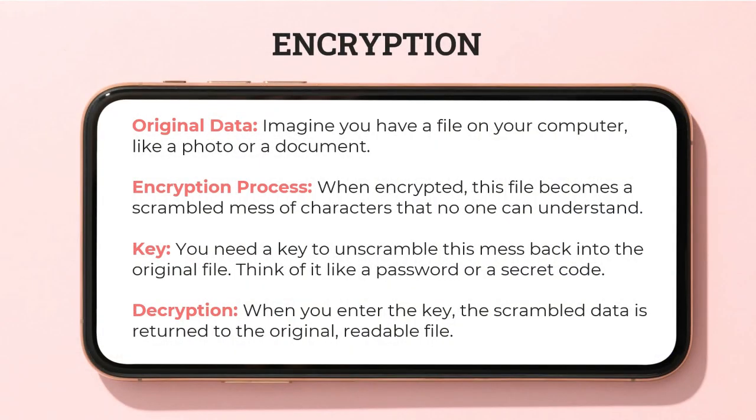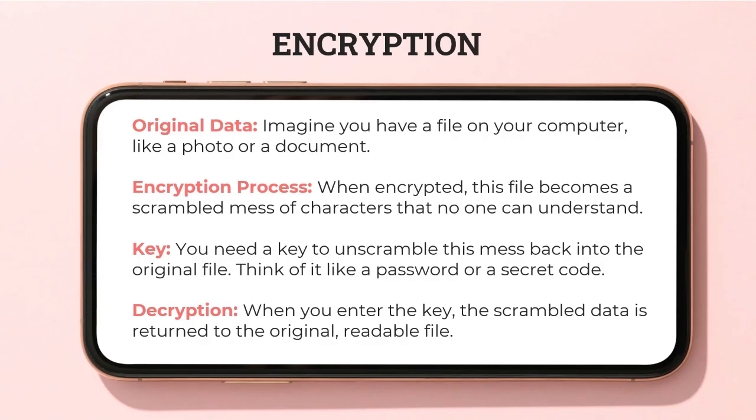To better understand encryption, please consider the following example. First, we start with our original data. Imagine you have a file on your computer, like a photo or a document. It looks like a picture or it looks like a PDF file when you're looking at it on your device. Then, when we add or upload that file to the cloud, the encryption process happens.